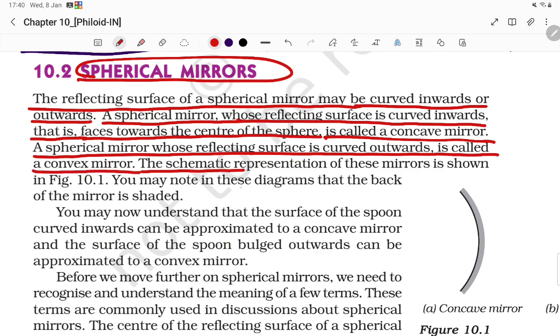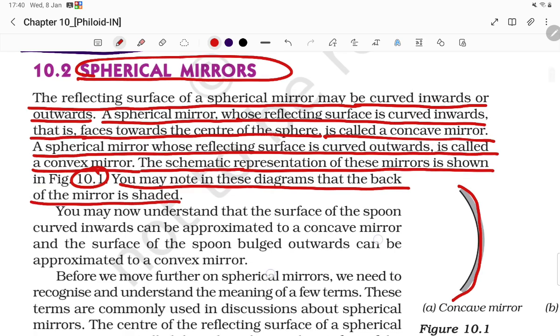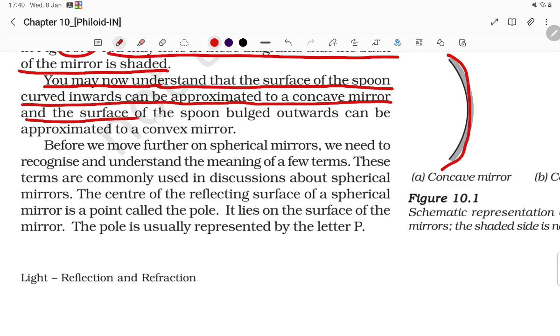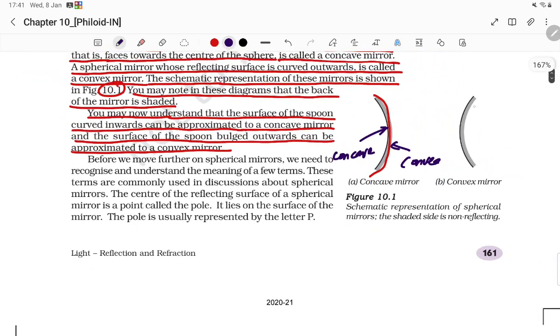The schematic representation of these mirrors is shown in figure 10.1. This you can see, student. You may note in this diagram that the back of the mirror is shaded. You may now understand that the reflecting surface of a spoon curved inward can be approximated to the concave mirror, and the surface of the spoon bulging outward can be approximated to the convex mirror. So this surface is concave, and this one is called convex. So both are there here, student.